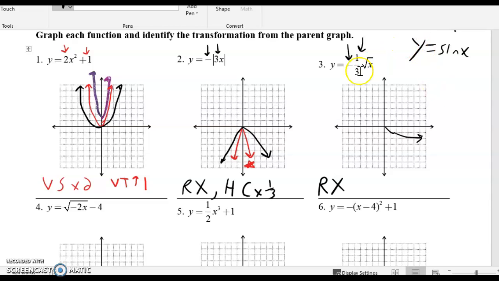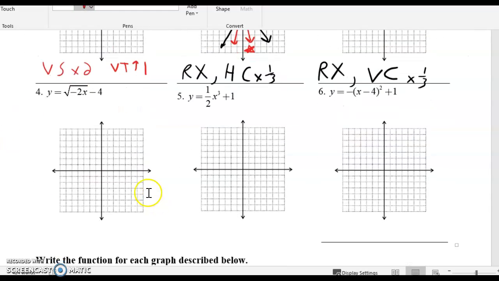There we go. And then what does 1/3 do? Well, it's going to do something up and down. It's being multiplied. It's a vertical stretch or compression. It's going to be a vertical compression by 1/3. So we're going to smush the graph up and down. It's going to grow slower. Think about your money. If I take 1/3 times your money, you're not going to have as much money. Okay?